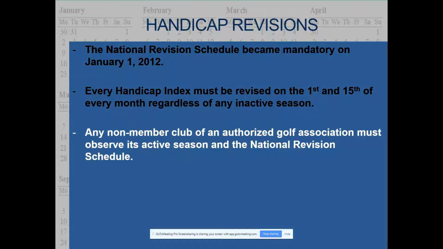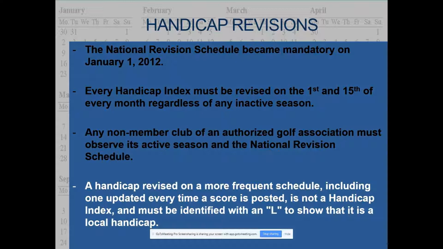Any non-member club of an authorized golf association must observe its active season. So basically what this means is that if somebody is not a member club of the WSGA, but in some regard is issuing an official handicap index, they still must follow these rules.